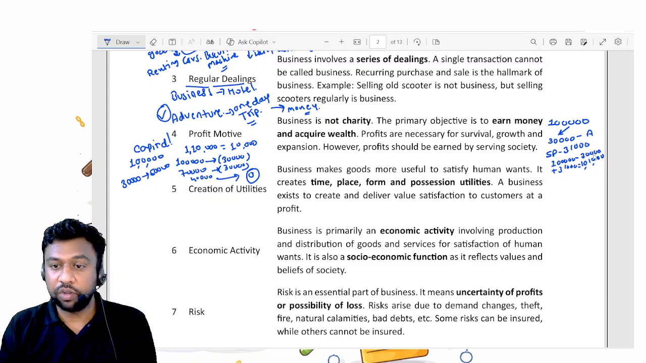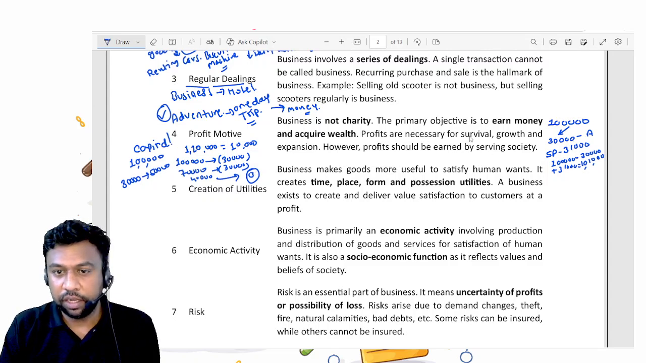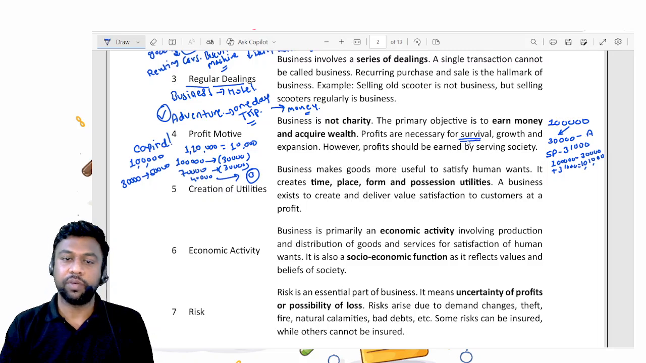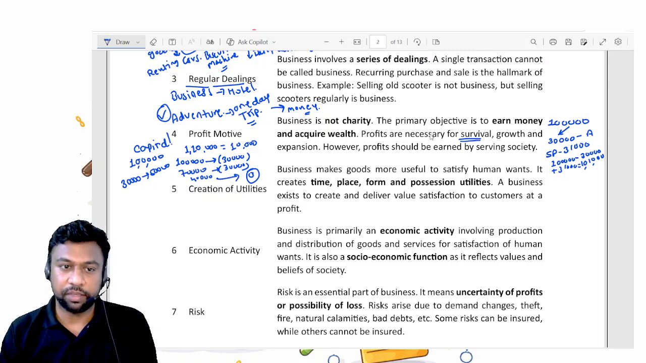If this is not the case, you are not making any money and you are just spending, then ultimately your capital will vanish, it will become zero, and survival will be in question. You will not be able to survive as a business.